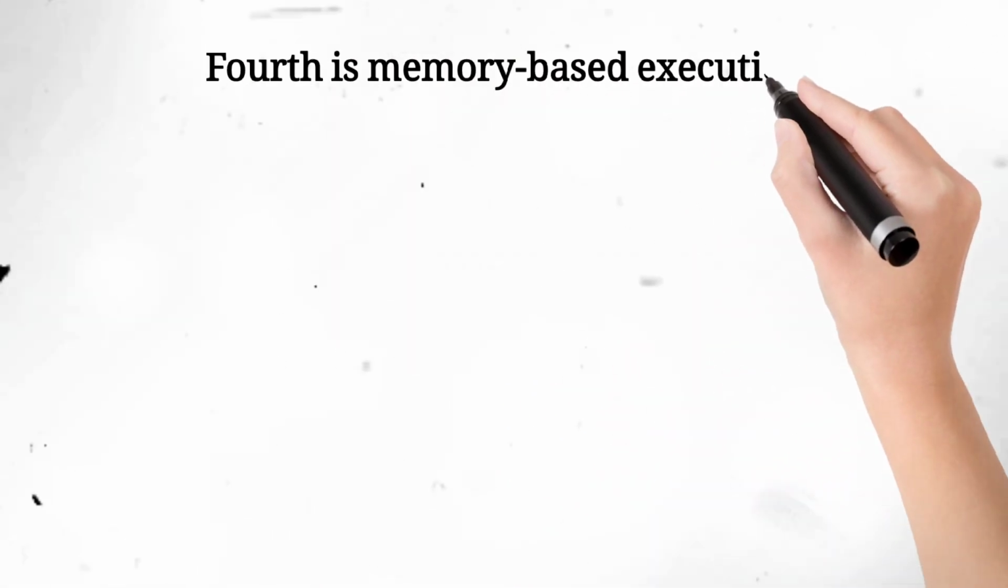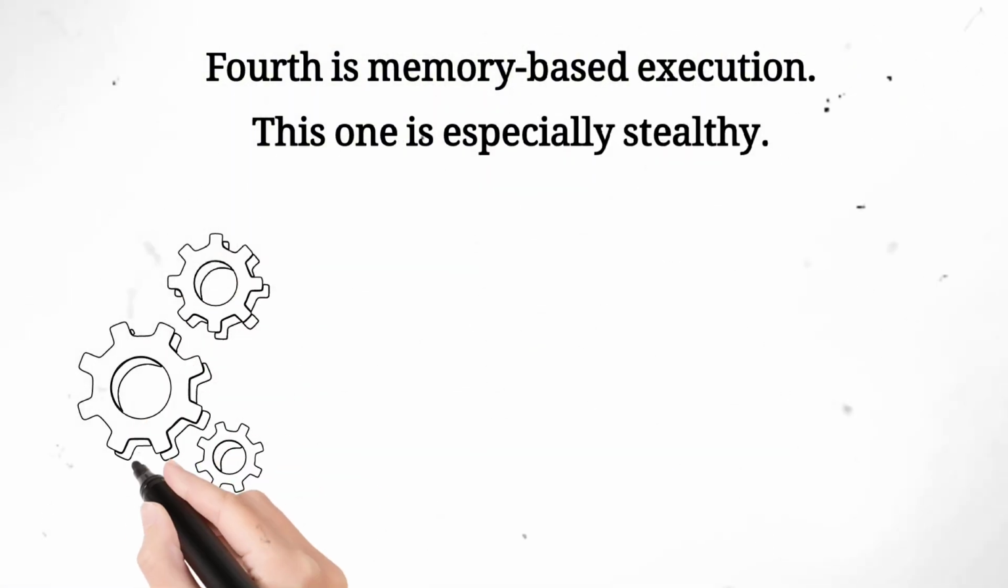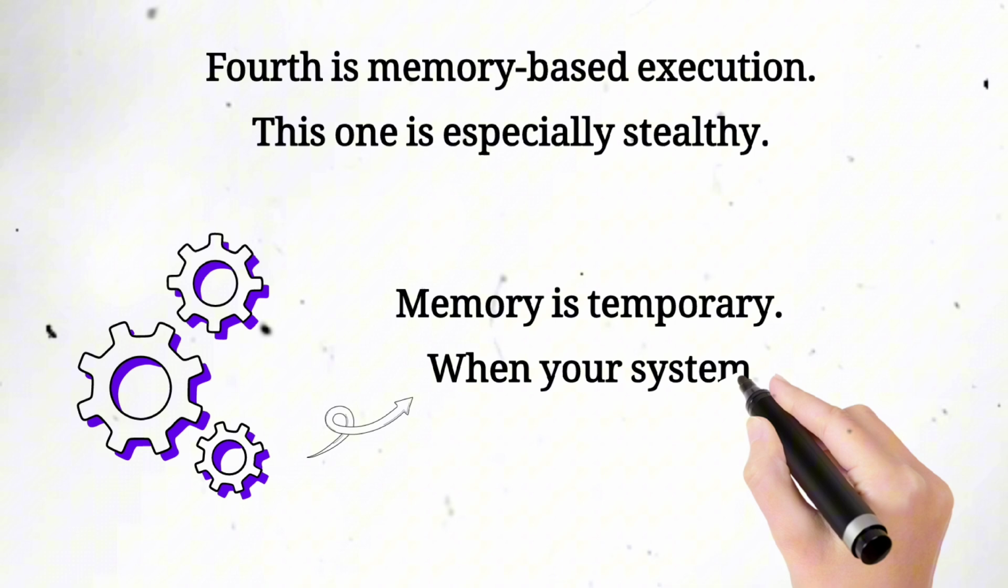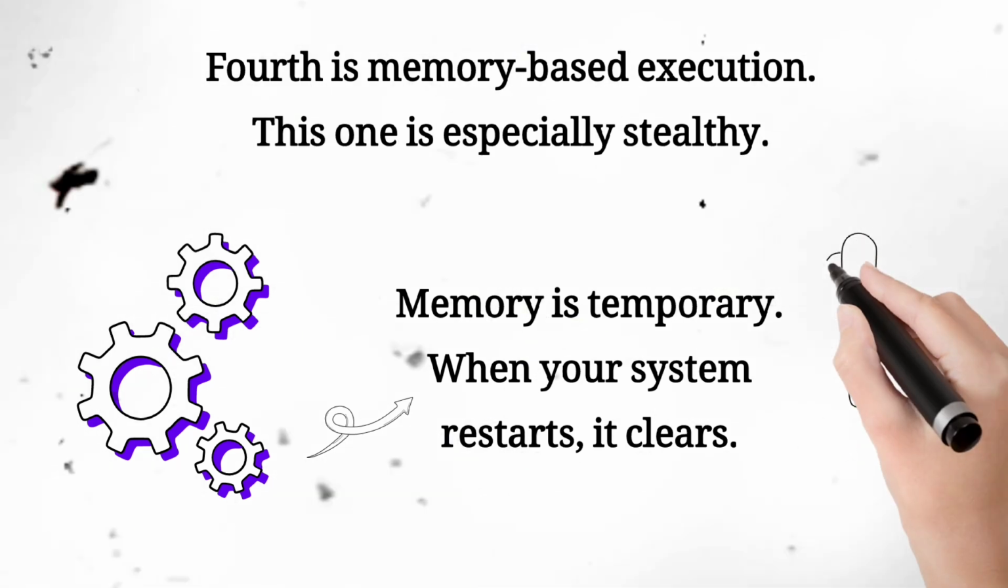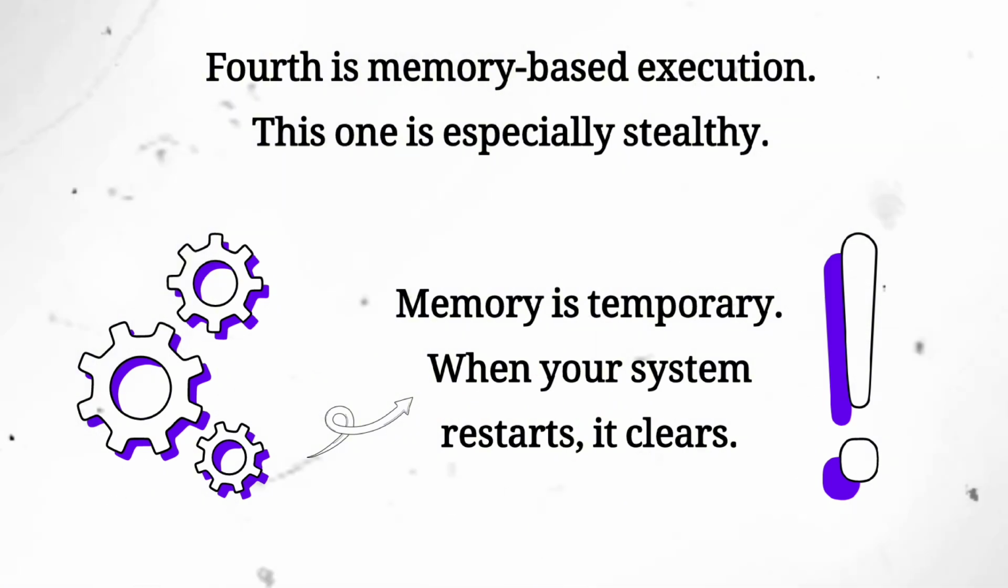Fourth is memory-based execution. This one is especially stealthy. Instead of writing anything to your hard drive, the attacker runs their code directly in your system's memory, your RAM. Now here's the problem. Memory is temporary. When your system restarts, it clears. So traditional security tools that scan files won't find anything because there are no files. The attack exists only while the system is running. It's like writing something in the air, visible for a moment, then gone.